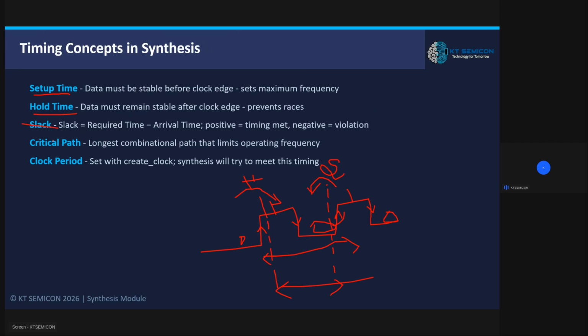And after that we have a terminology called slack. So slack means when we have two flops.